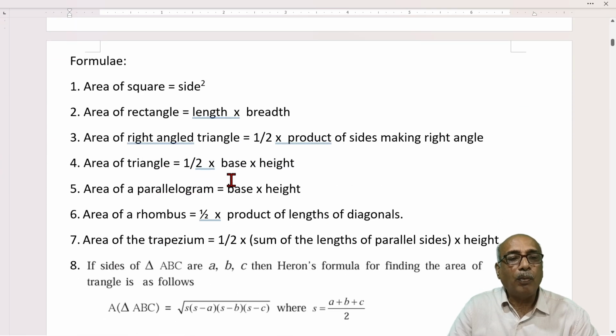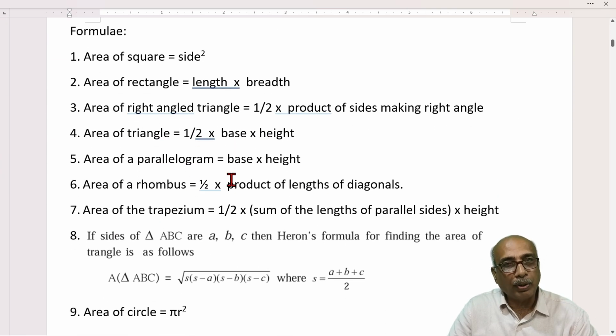Now, different formulas to calculate area. You have already studied these, it's a part of revision, and remember these formulas. Area of square, side square. Area of rectangle, length into breadth. Area of right angle triangle, half into product of sides making right angle. Area of triangle, half base into height.